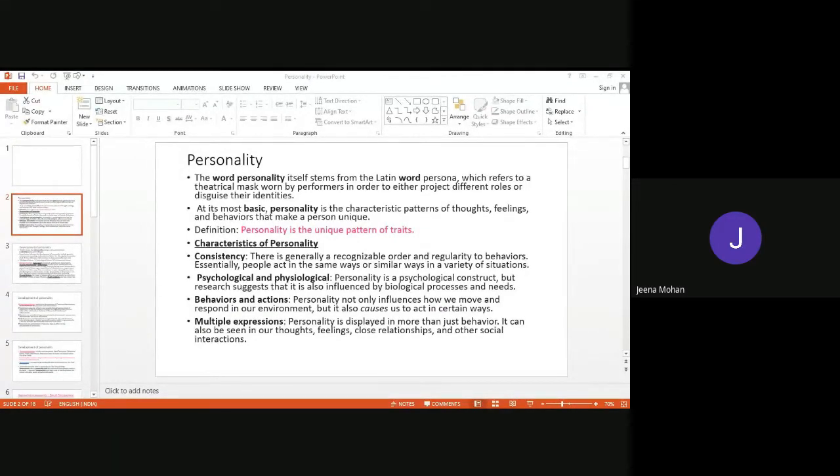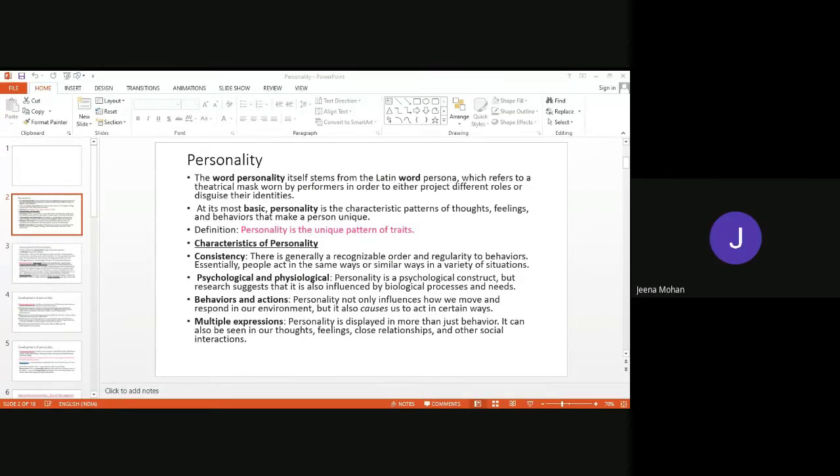Then I mentioned the difference between participant observation and non participant observation, so hope it is clear. Then coming to the controlled observation, the observation is made under controlled conditions.